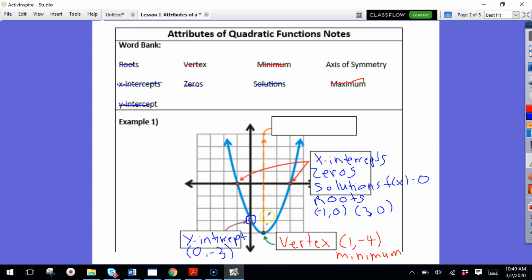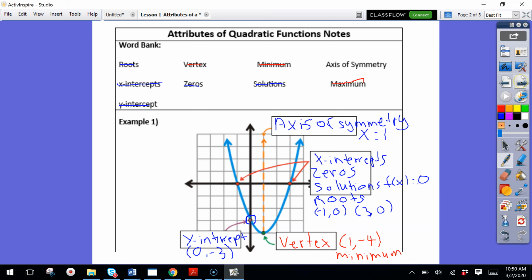Okay, so this line, again, it's a line. So we need to use what we know about lines to make an equation for it. Let's go ahead and label it axis of symmetry. It's a straight line where the slope is undefined. So we would call this x equals, it's always going to be an x equals line. And x equals 1.